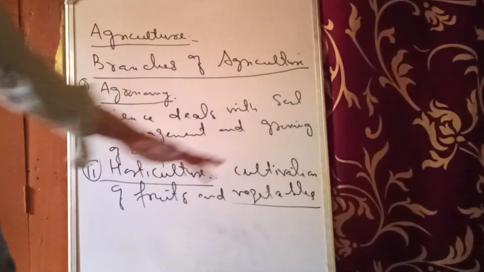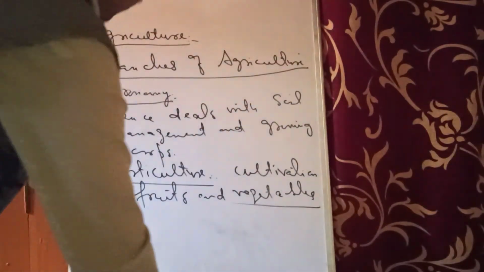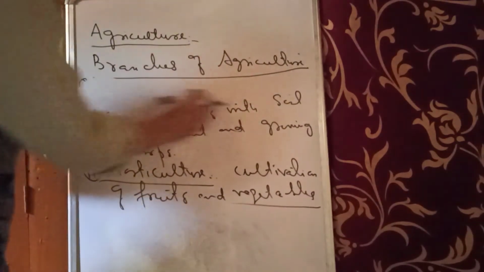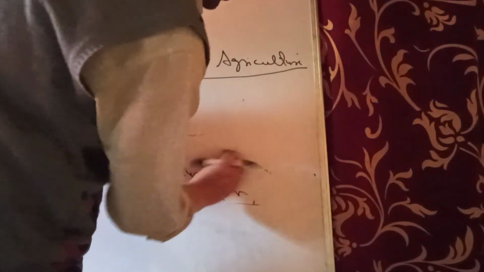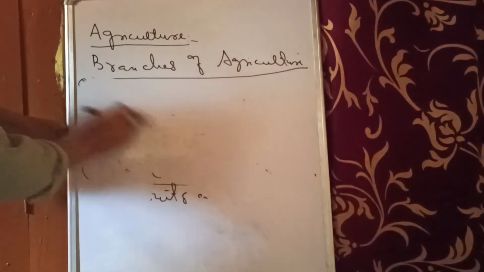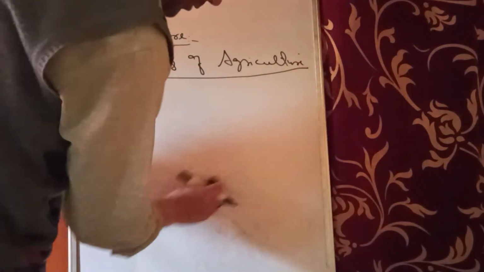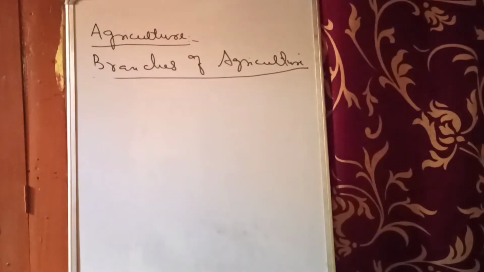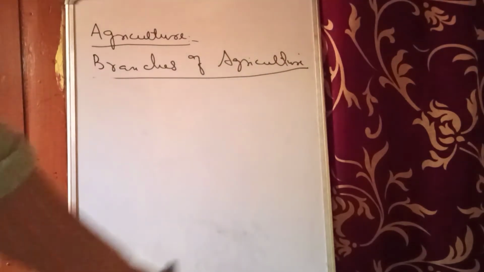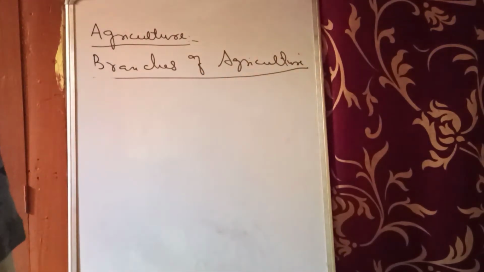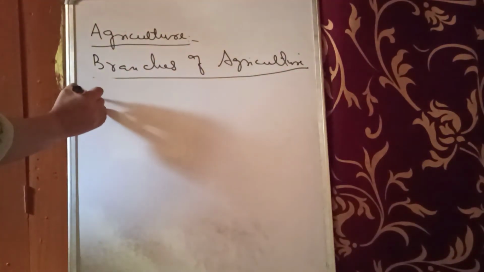Cultivation of fruits and vegetables is known as horticulture. Also we have another culture, that is floriculture. You know that we decorate our houses, our lawns, and house yards by growing different flowers, but there are many people who are engaged in this sector.